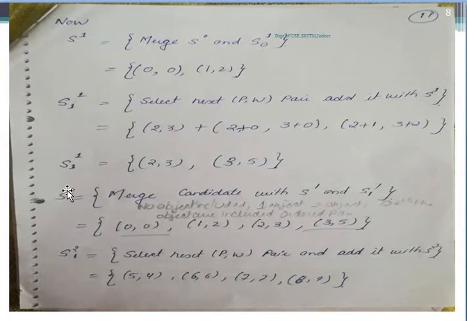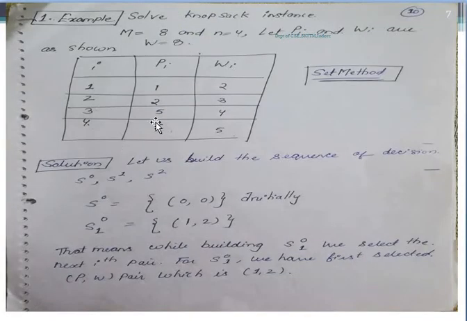After that, we are making the S2 set, that is 0 0, 1 comma 2, and 2 comma 3. Finally, the set pairs we are getting are 0 0, 1 2, 2 comma 3 and 3 comma 5. Next, we are selecting the next profit comma weight pair and adding it with S2. After adding, if we look at the table, we have considered the third object in the knapsack bag, whose profit is 5 and weight is 4.